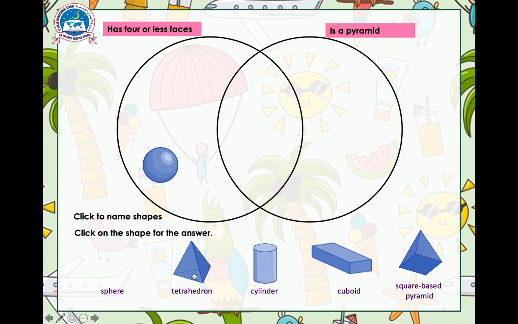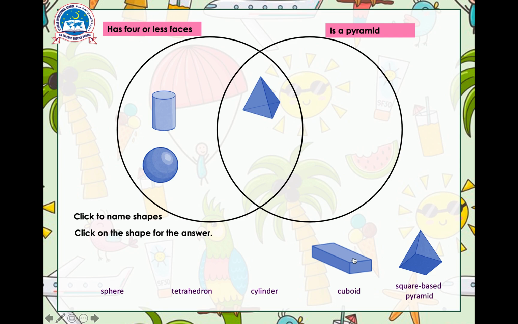Let's look at this one over here. Does it have four or less faces? Yes, it does. And is it a pyramid? Yes, it is. So we are going to put it in the middle over here. Now let's look at this one over here. We have a cylinder. Does it have four or less faces? Yes, it does. But is it a pyramid? No, it is not. So we are going to put it in this part of our diagram.